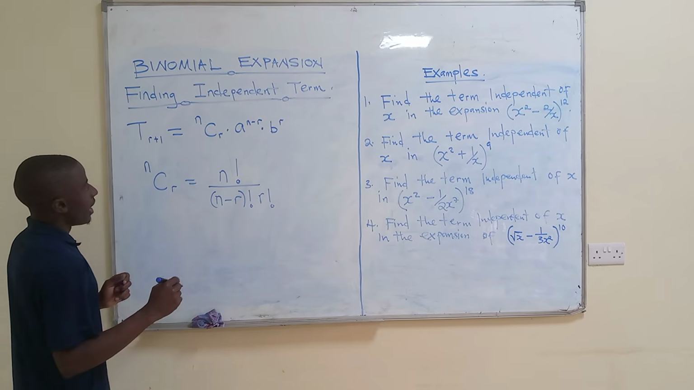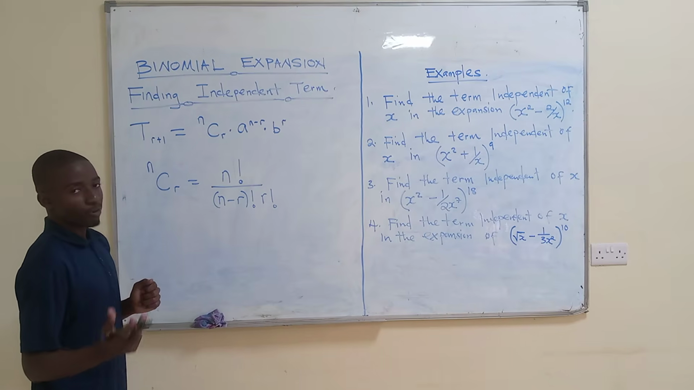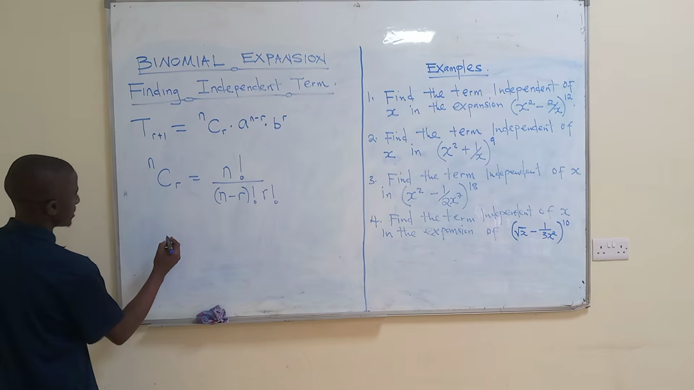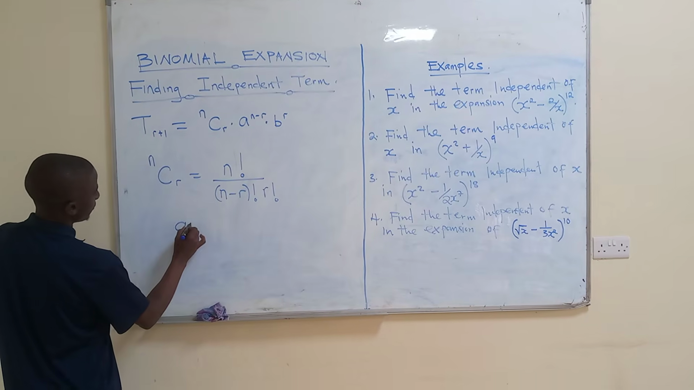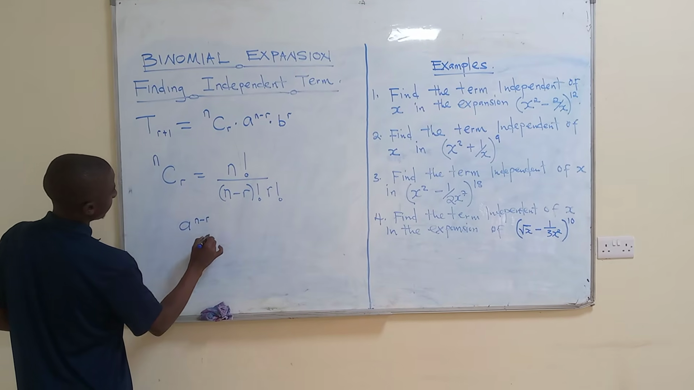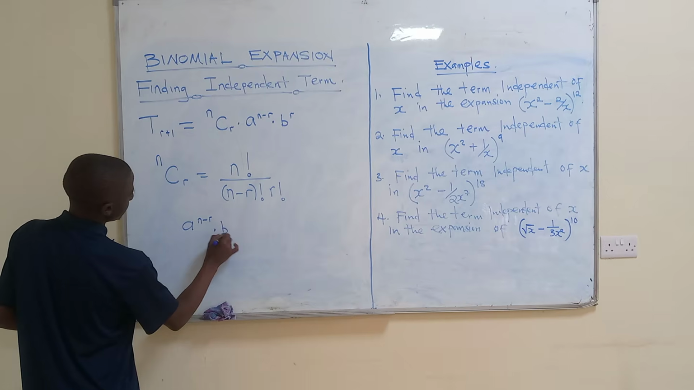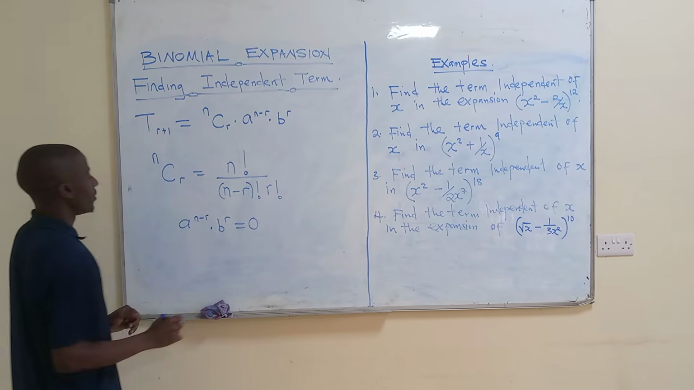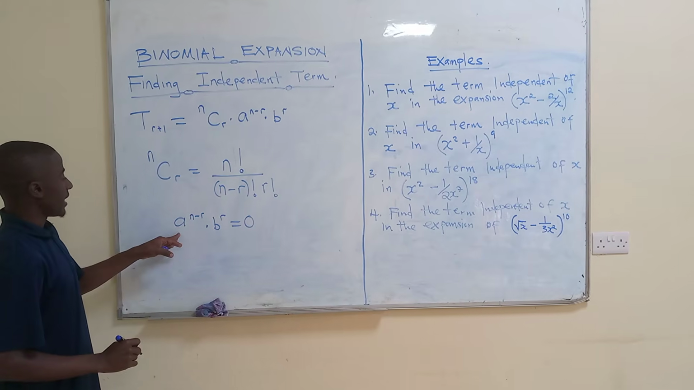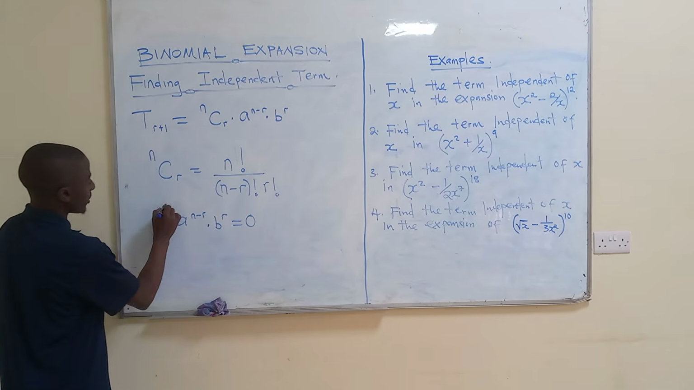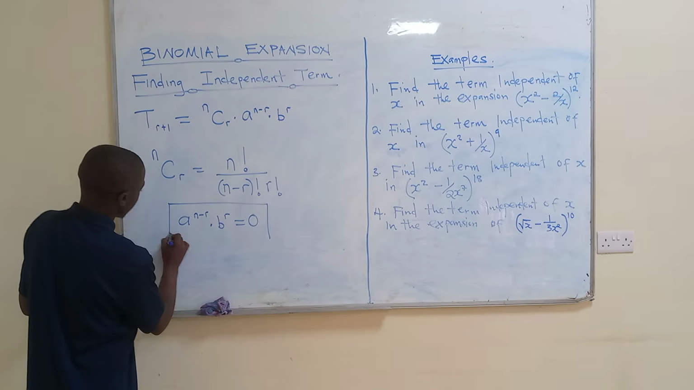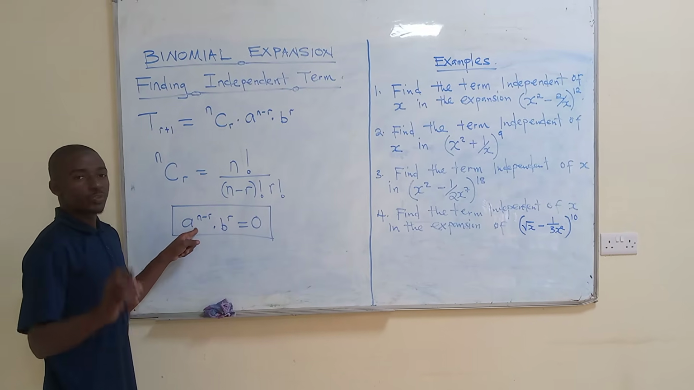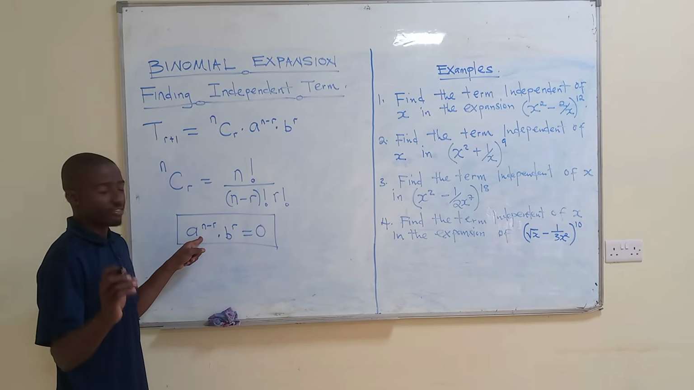So we have a simple formula that we use when finding r, which is a to the power n minus r multiplied by b to the power r is equal to 0. When you are using this formula, you have to note that you only focus on x, not the coefficient.